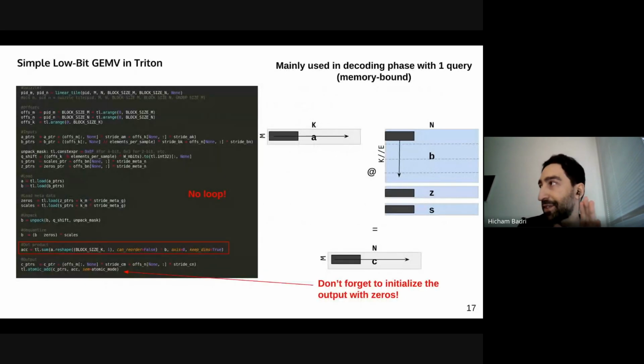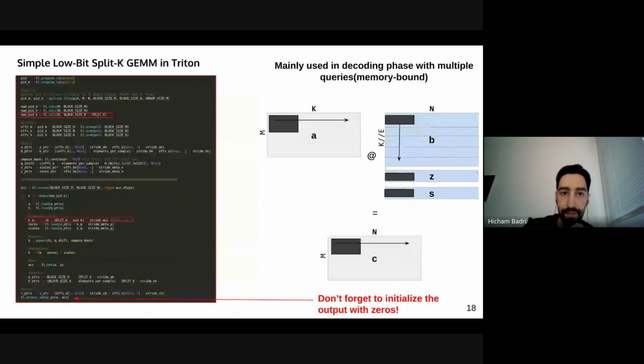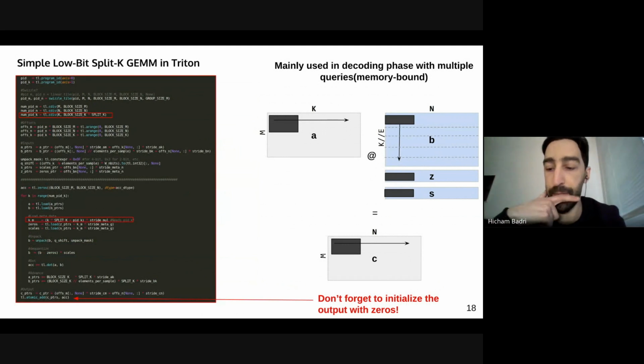Sorry, not group size 1. Sorry. So for batch size 1, this is when you're decoding 1 token at a time. And the other algorithm, which is used when you have batched inference, is called the split K GMM.